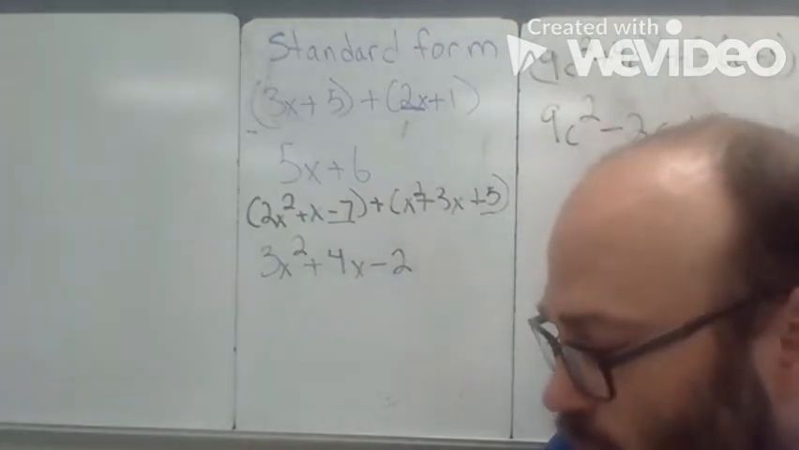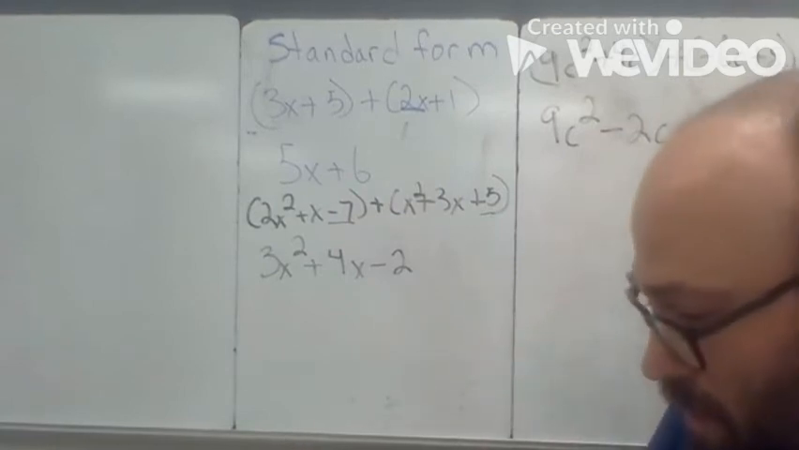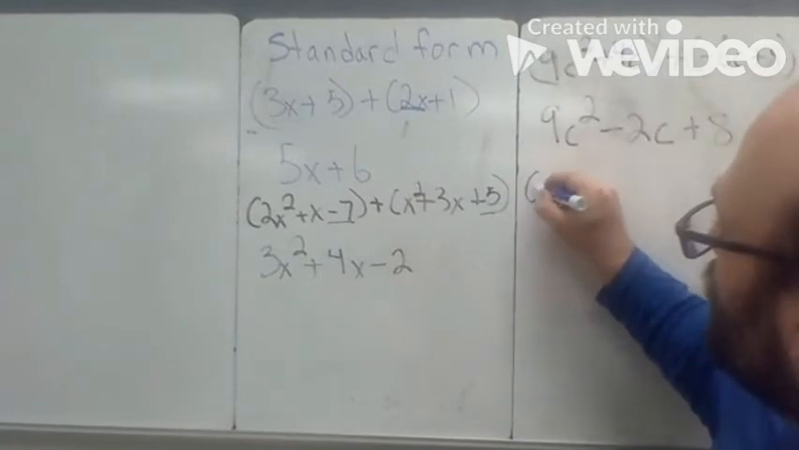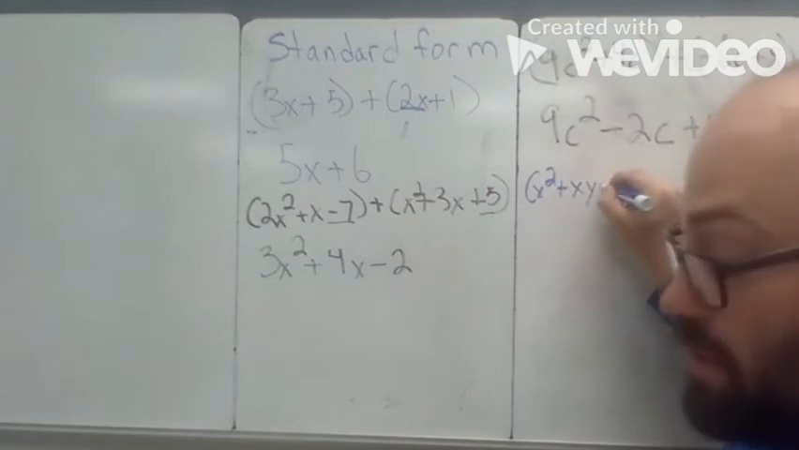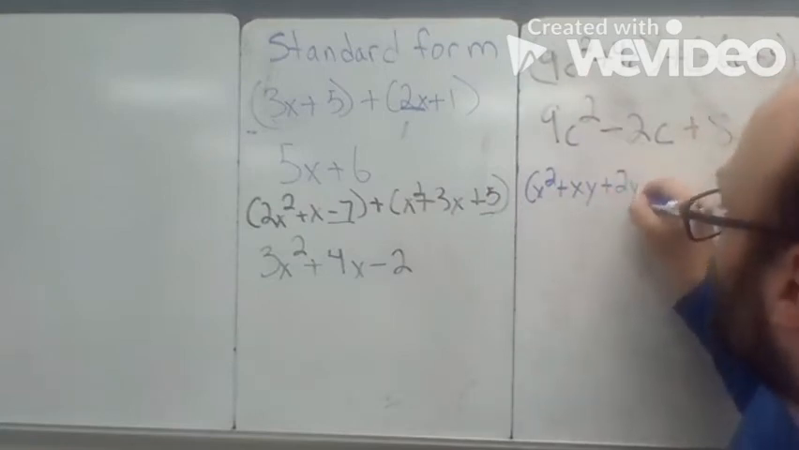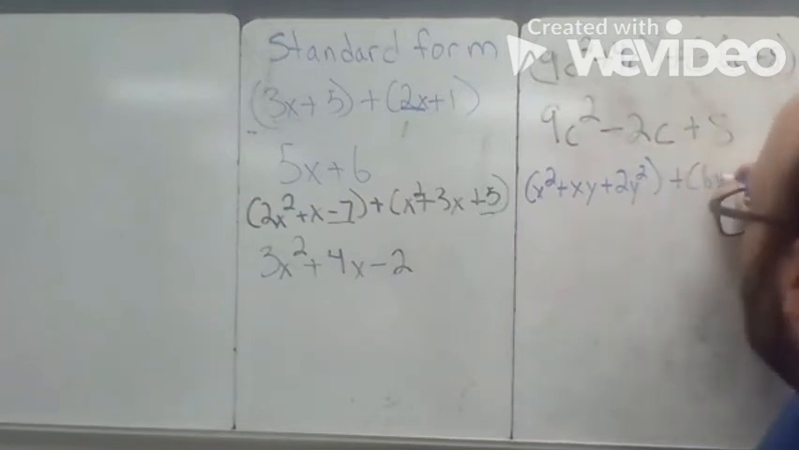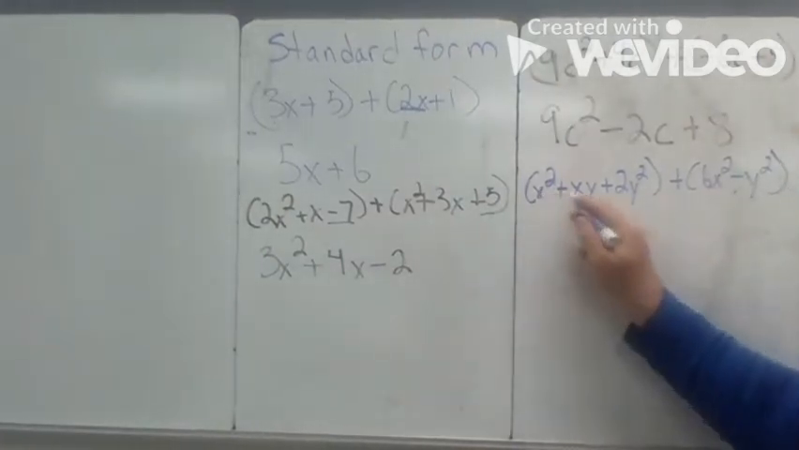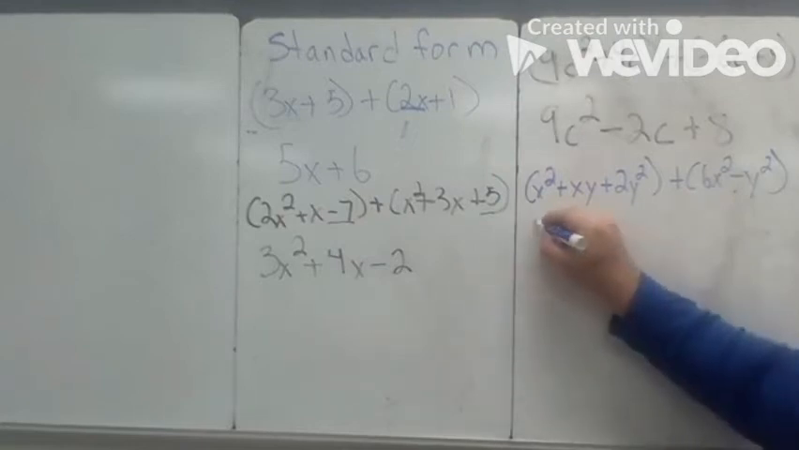Then let's do one a little bit different. So we have x squared. We're going to have two variables in this one. We have x squared plus xy plus 2y squared, that quantity, plus 6x squared minus y squared. And so we have x squared and we have 6x squared. So 1x squared plus 6x squared is 7x squared.